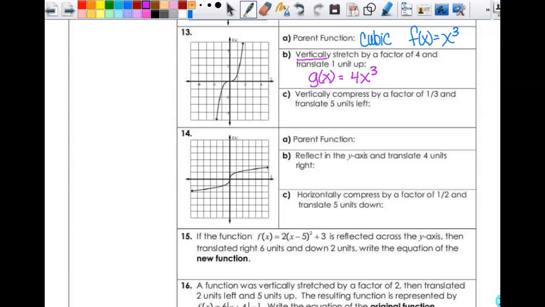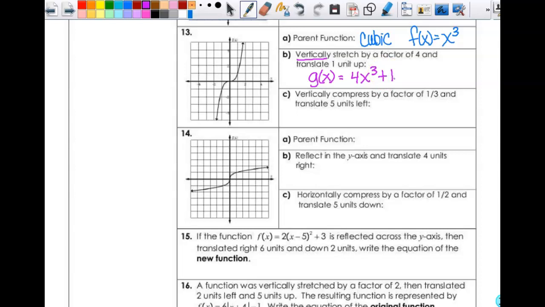I translate 1 unit up. Maybe I shouldn't. So should that 1 be on the inside? That 1, and what do I do to get that 1 on there? How does it look? Plus 1. And that's it. Okay, does that make sense?